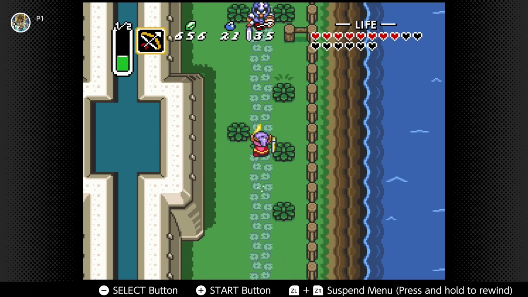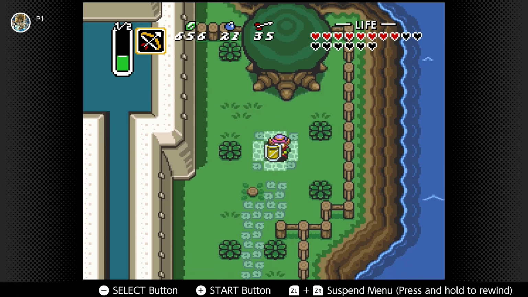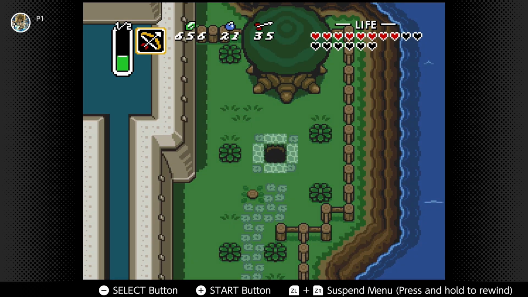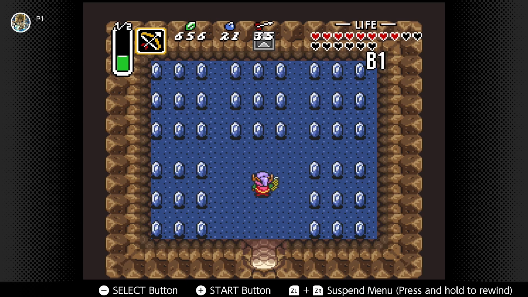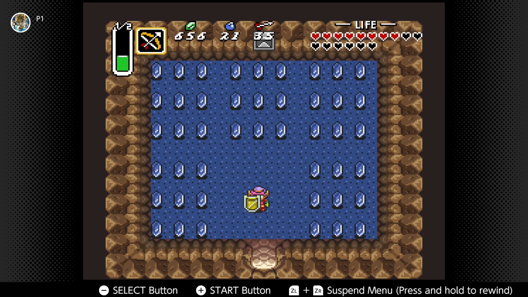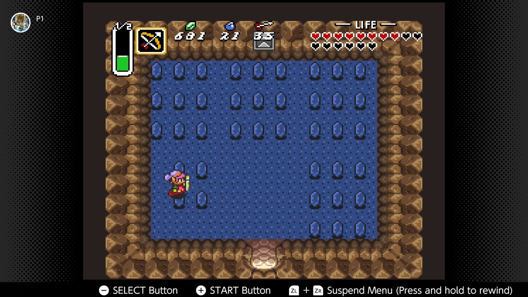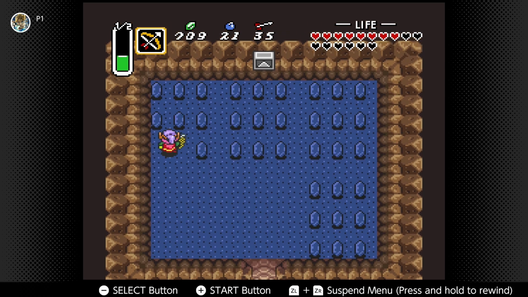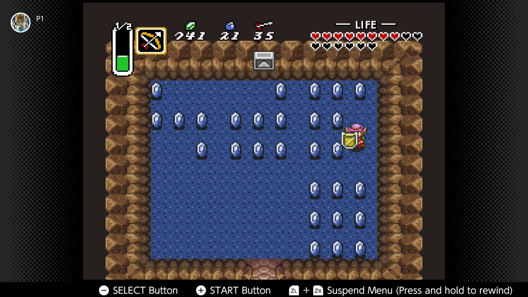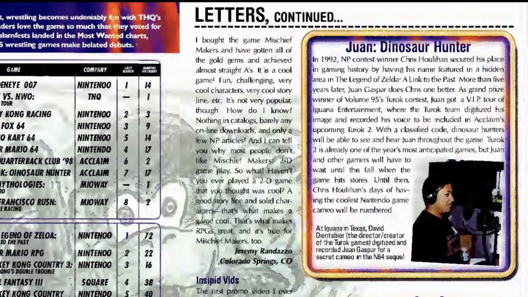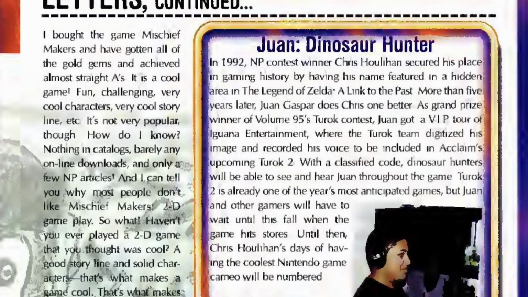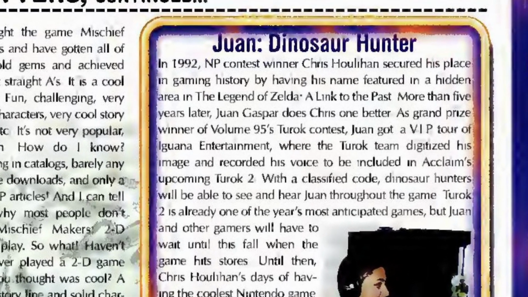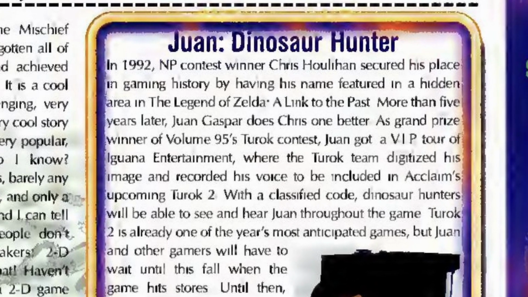So there is confirmation there from an official Nintendo magazine, even though it was in Club Nintendo 4 years after the competition in Nintendo Power, which was the official magazine for North America. Nintendo actually waited 8 years to comment on the competition, finally mentioning it in Nintendo Power in February 1998, and they said, "In 1992, Nintendo Power contest winner Chris Houlihan secured his place in gaming history by having his name featured in a hidden area in The Legend of Zelda: A Link to the Past."